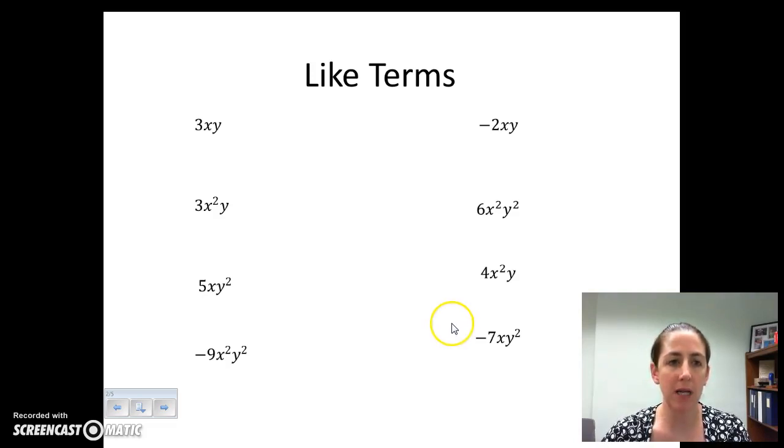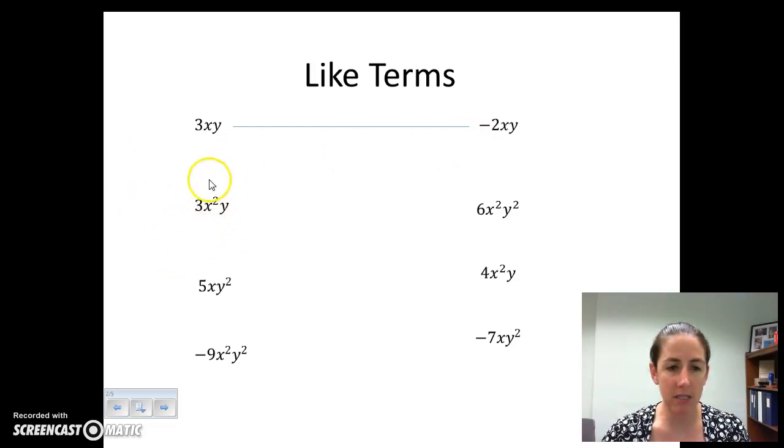So the first algebraic expression we see is 3xy. It has an x and it has a y, and neither x nor y has an exponent. As you can see over here, we have negative 2xy. They are like terms. They both have an x, they both have a y, and they don't have exponents.